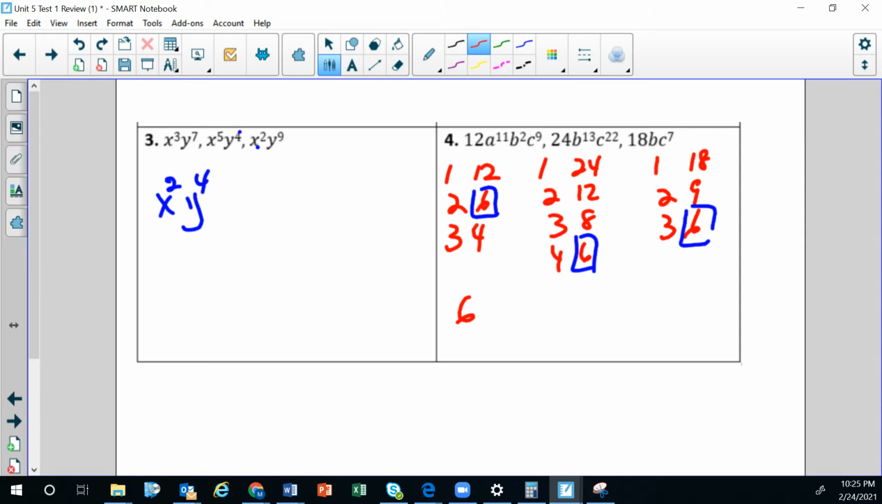Now let's look at the variables. Does A appear in all three terms? No, so I'm not going to use A. Let's look at B. Yes, B appears in all three, right?